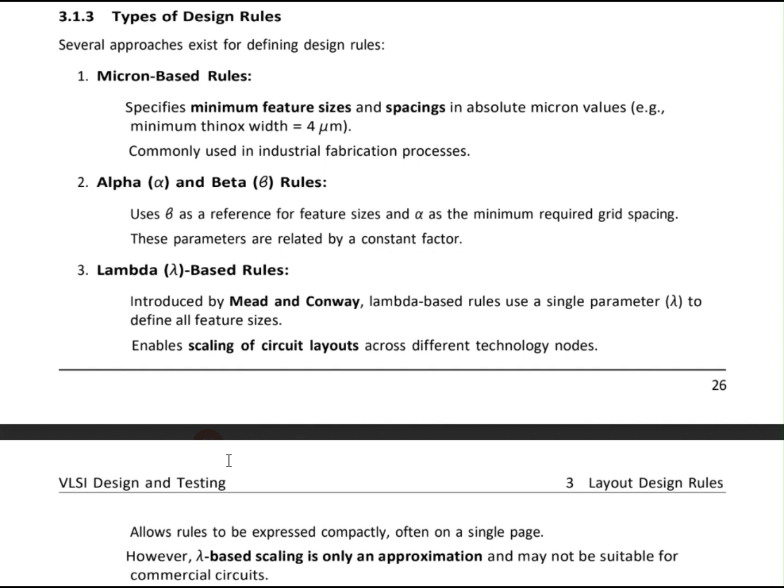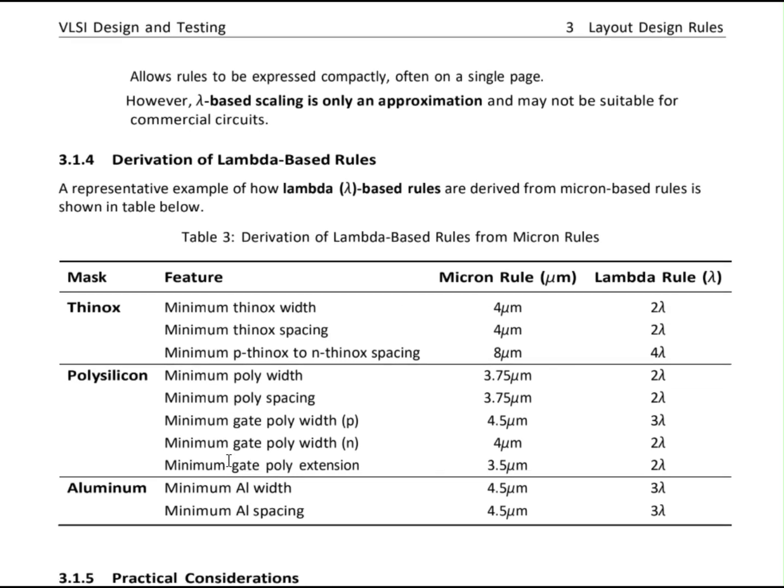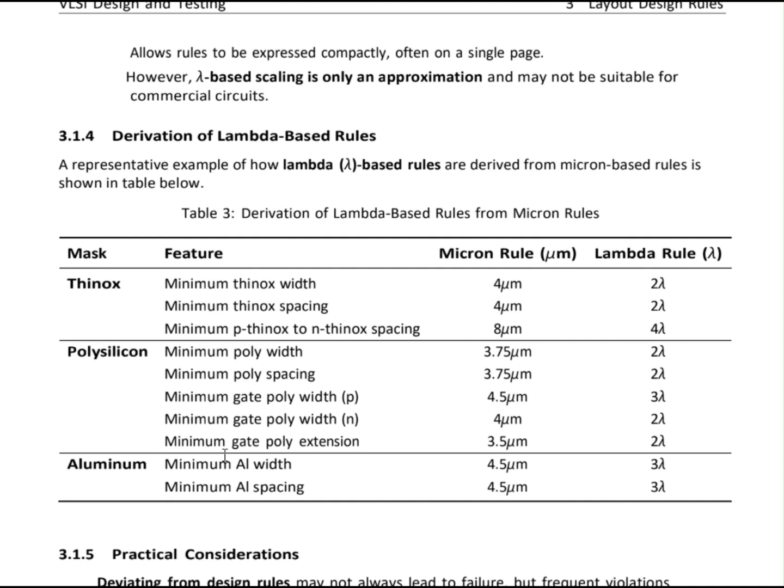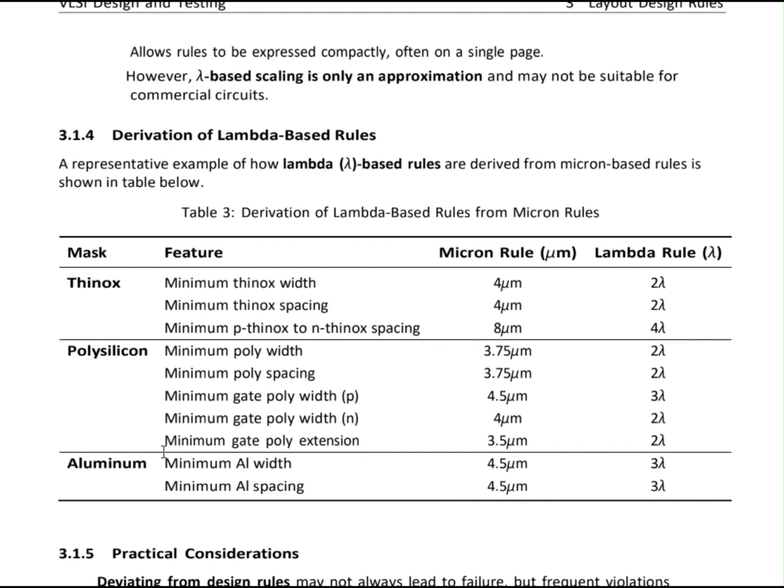Uses beta as a reference for feature size and alpha is the minimum required grid spacing. Lambda based rules were introduced by Mead and Conway, and lambda based rules use a single parameter lambda to define all feature sizes. So lambda based scaling is only an approximation and may not be suitable for commercial circuits. So these are the lambda based rules for thin ox, polysilicon and aluminium.